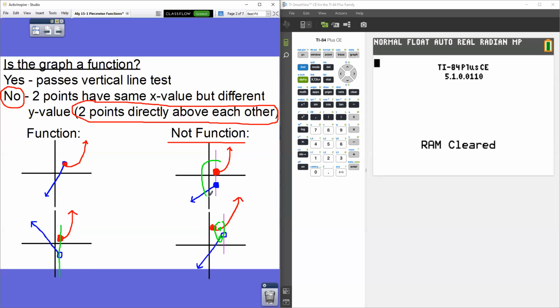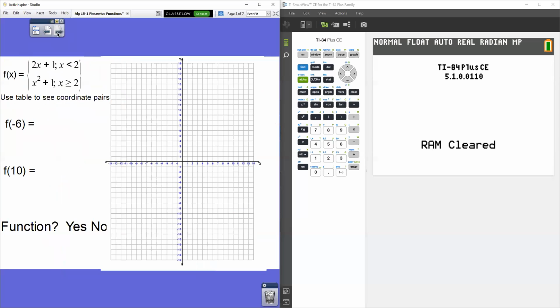So it's only a no when there's 2 dots directly above each other. When there's 2 dots directly above each other, it's a no. Just be careful with the open dot and closed dot, because a closed dot does include the number, an open dot does not include the number.